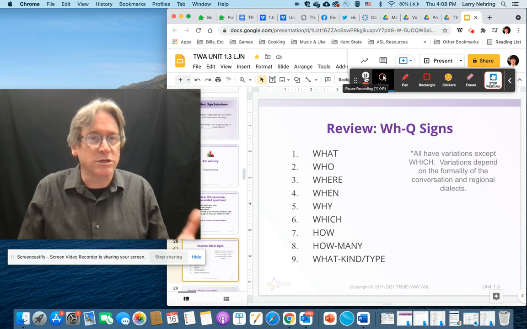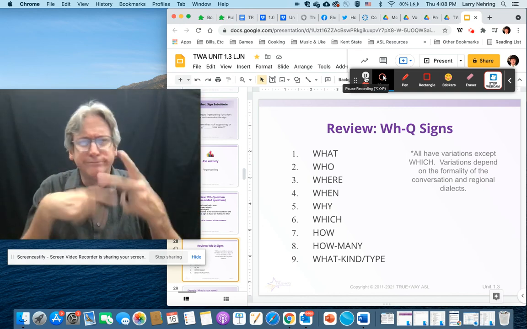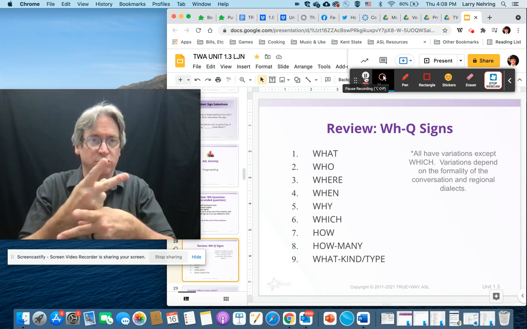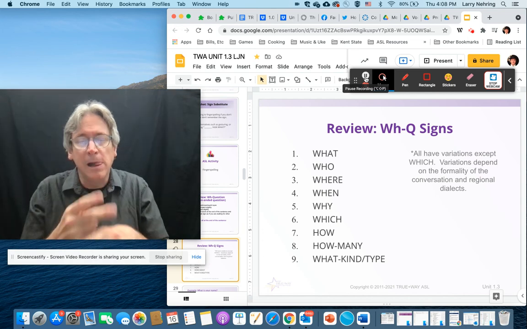And what kind or type? You'll see people do this. Kind. It's two Ks and they circle each other. It's signed English, but kind.